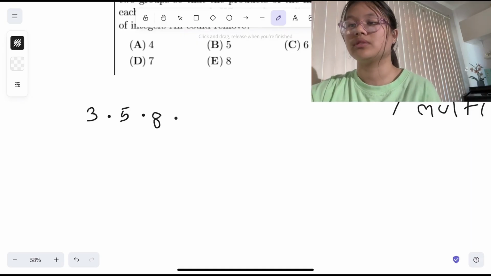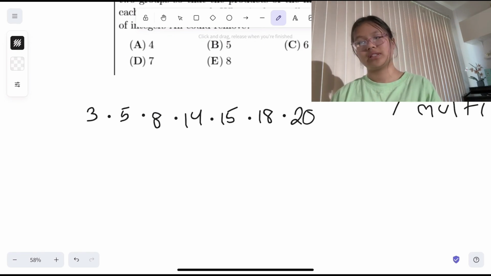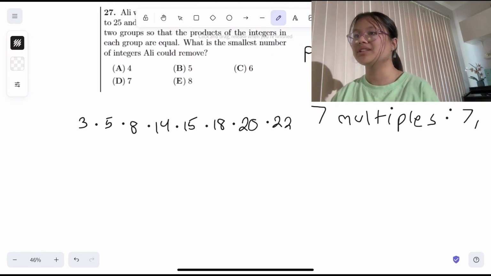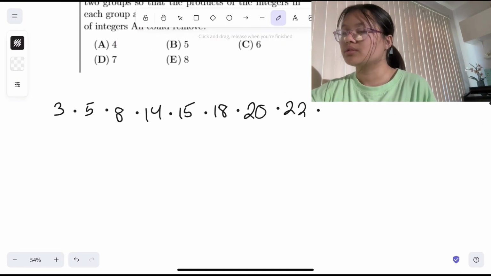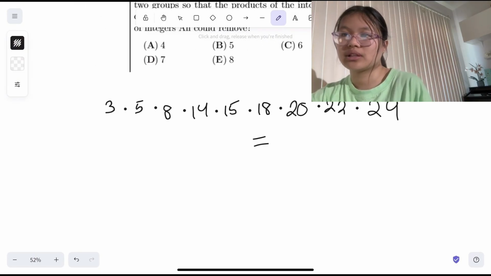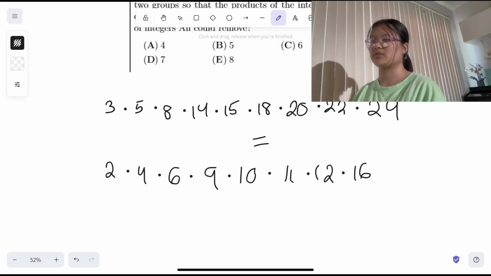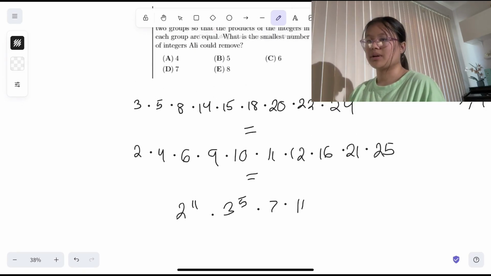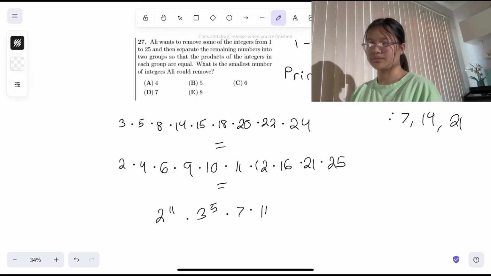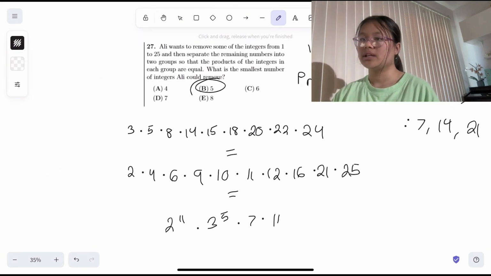So what it would look like is 3 times 5 times 8 times 14 times 15 times 18 times 20 times 22. Ooh, let me erase that. Okay, and then times 24 is also equal to 2 times 4 times 6 times 9 times 10 times 11 times 12 times 16 times 21 times 25, and that basically just equals 2 to the power of 11 multiplied by 3 to the power of 5 times 7 times 11. So that means the smallest number that she can remove is 5.